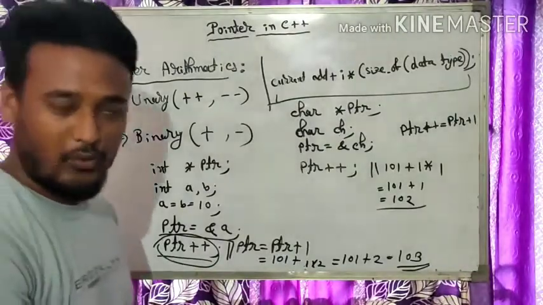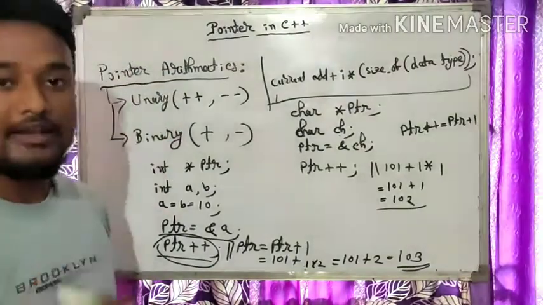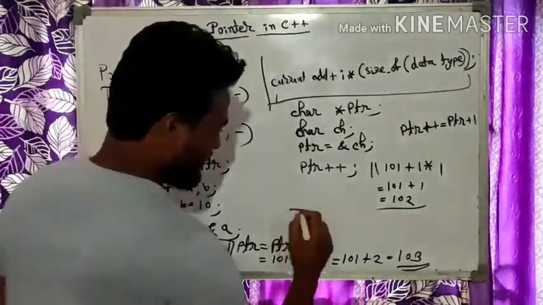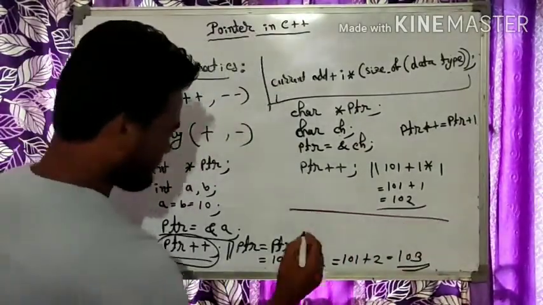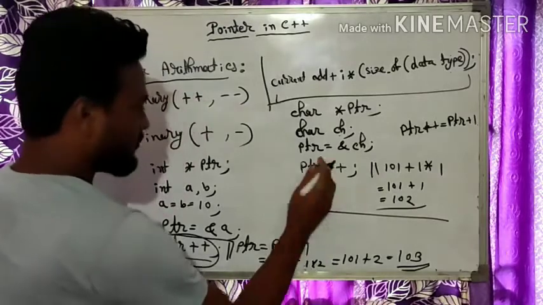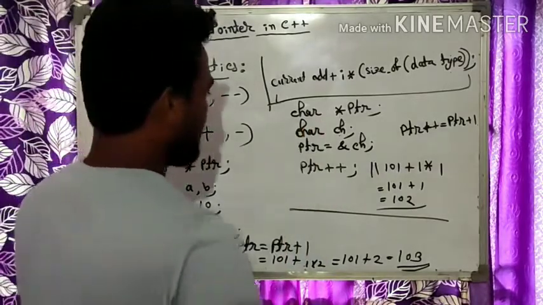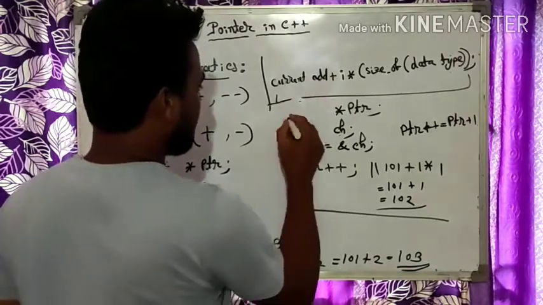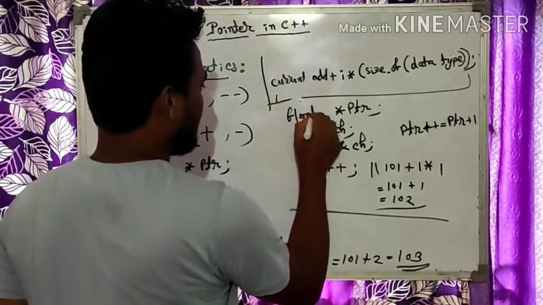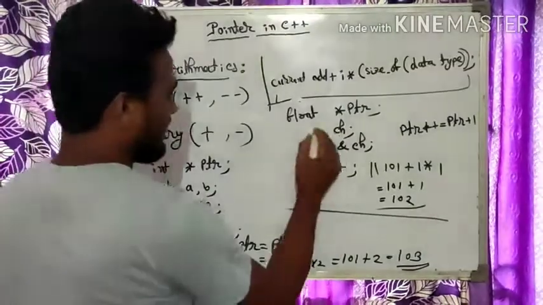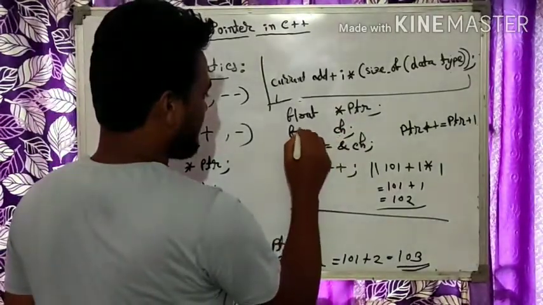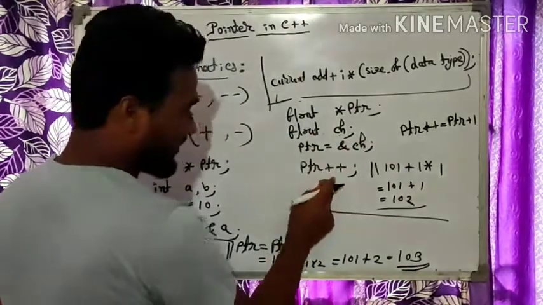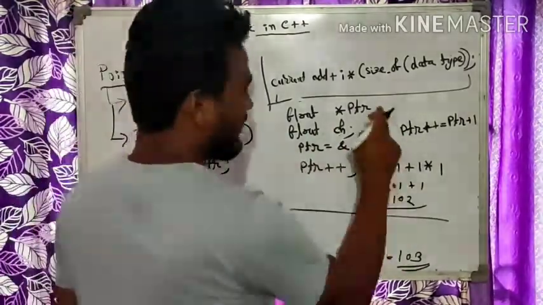Again, for a floating point variable, it will be incremented by 4 bytes, because you can see here, the same concept goes if you change this. Suppose you change the type of this pointer to float here, and this is also a float variable, CH, suppose. Then when you execute, this time this will be changed.